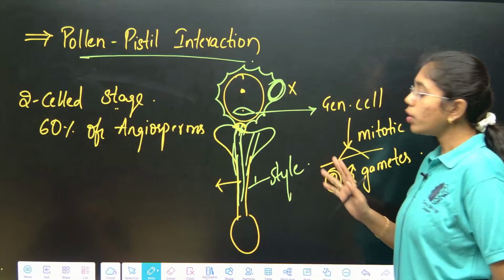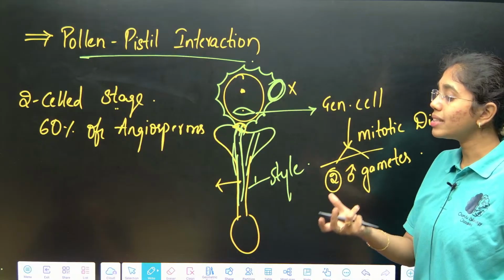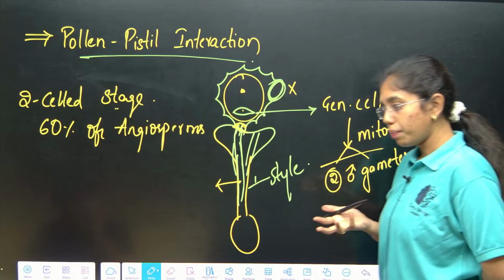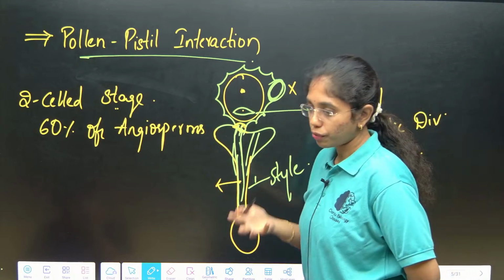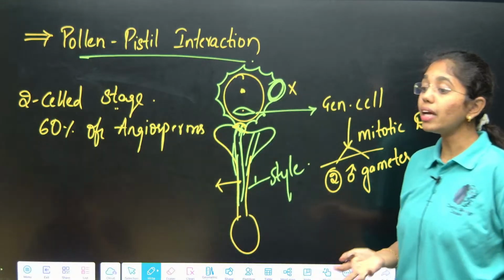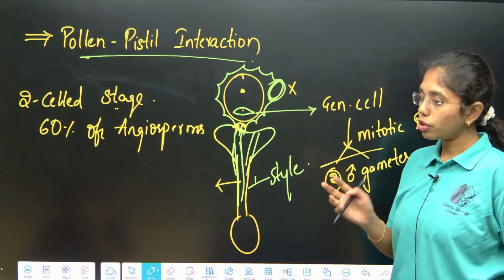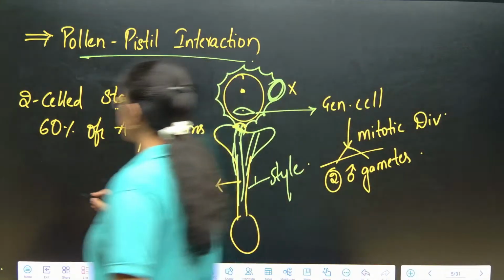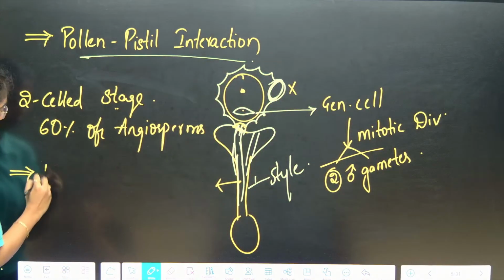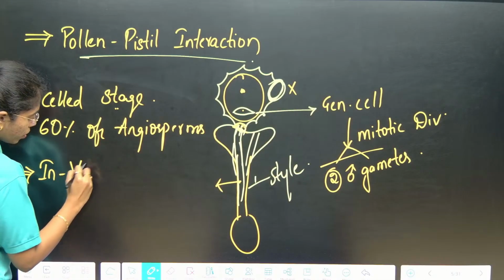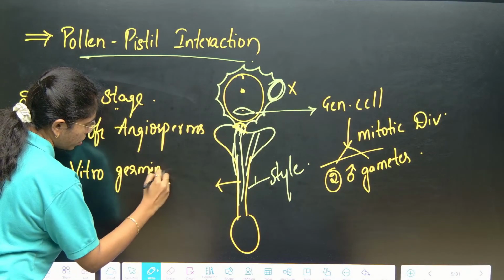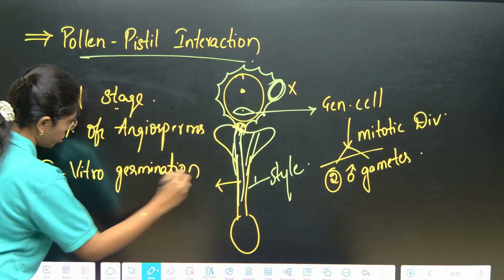Now, if you want to see the pollen tube growth in an in vitro culture, 5% of boric acid, 20% of sugar solution and some minerals like calcium and magnesium should be added. So what you have to do is in vitro germination for the pollen tube, to see the pollen tube growth.